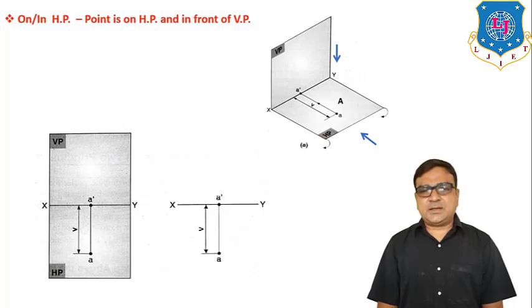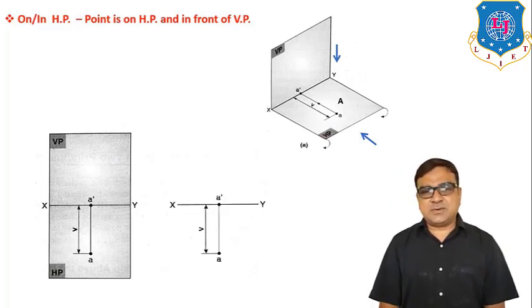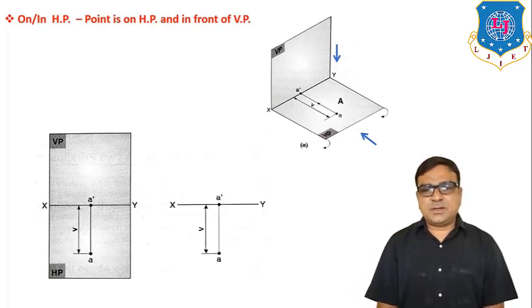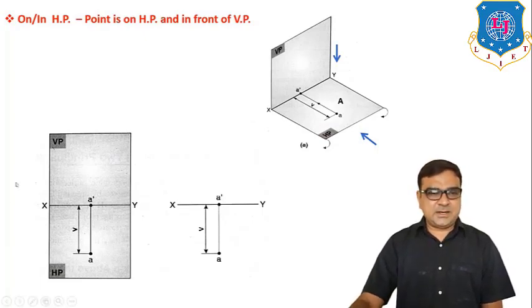So look at the projection of A on the vertical plane. A dash is exactly on XY. The projection of A from the top view on the horizontal plane is small a. So when you move the horizontal plane clockwise 90 degrees, our projections look like this: XY, in which A dash and our top view small a is below XY at V distance.